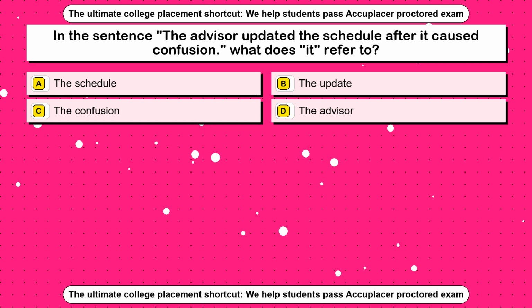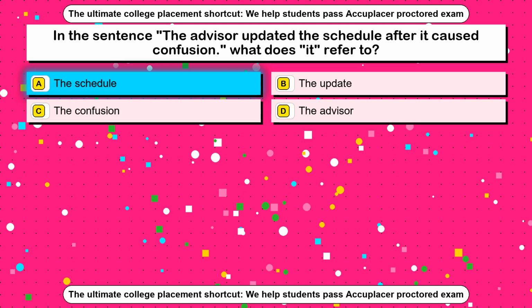Question 86. In the sentence, the advisor updated the schedule after it caused confusion. What does it refer to? Option A, the schedule. Option B, the update. Option C, the confusion. Option D, the advisor. The correct answer is option A, the schedule.